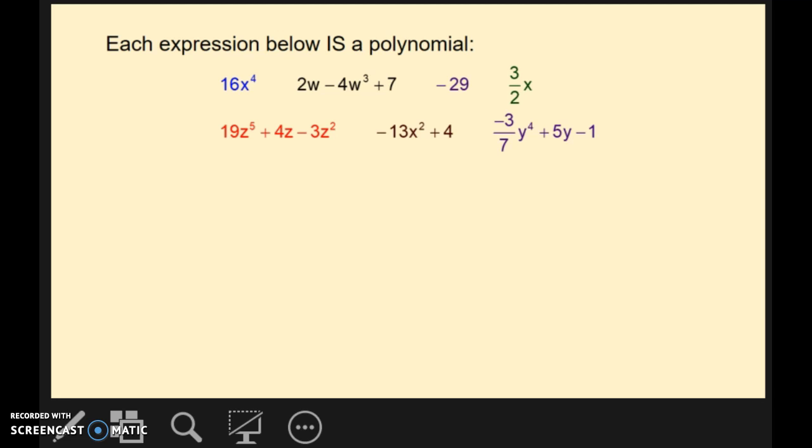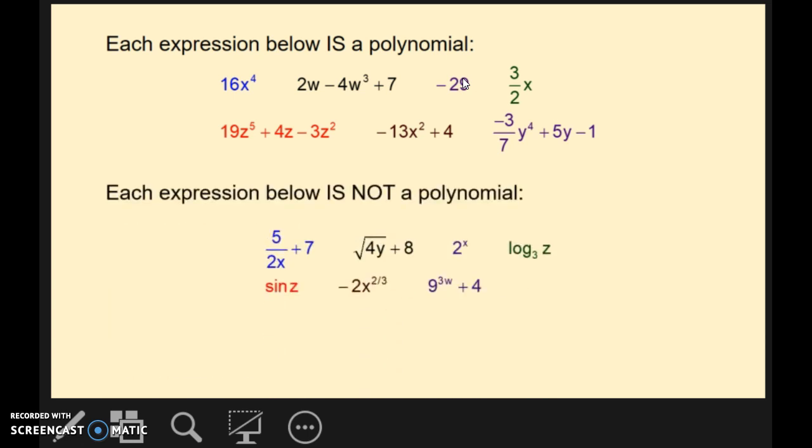What they have in common is that we really don't see variables in some odd spots. What I mean by that is we just have the variables attached to coefficients, even if those coefficients are fractions. And in some cases, we don't have variables at all. We can have constant terms, so terms like -29, which are just a number. They could be polynomials as well. What's important is that we understand that some of these expressions are not polynomials for very different reasons.